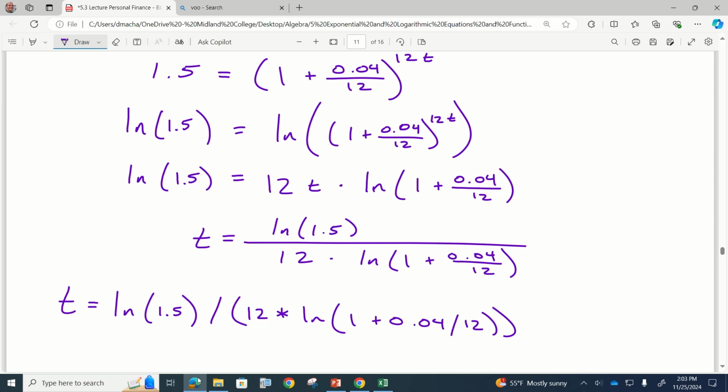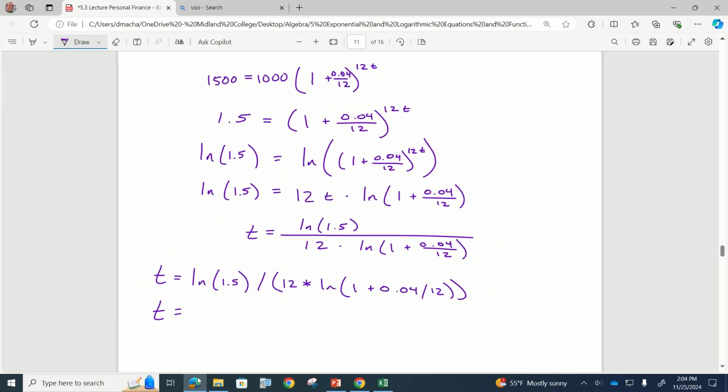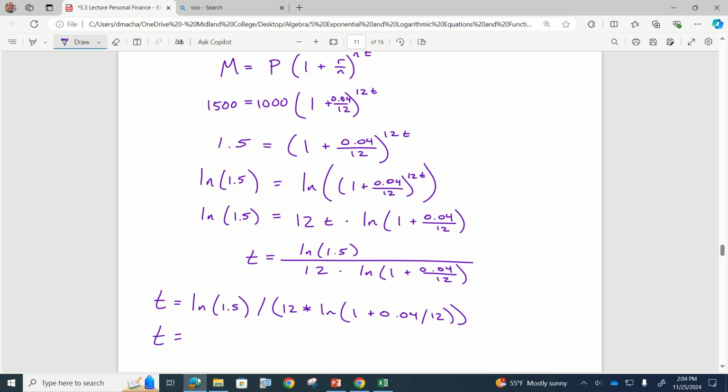And getting the parentheses right really does matter, because if you just typed in divided by 12 without the little open parentheses there, then it's not going to give you the right answer. It'll divide by 12, but then it'll try to multiply times that natural log instead of dividing by that natural log. So that's important. Let me know when you're done, and you can tell me how many years this is.